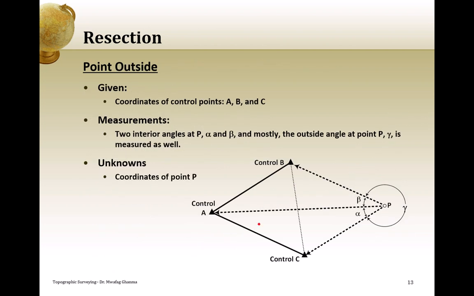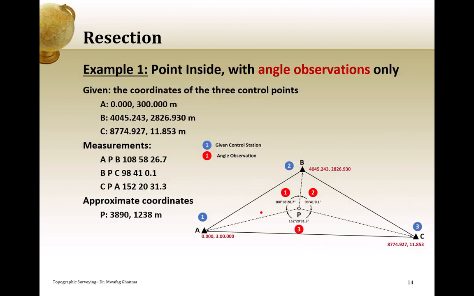Now, when the point is outside, what do we have? We have coordinates of control points A, B, and C, and the measurements from the unknown point to the other points. The angles, alpha and beta. No angles other than these from the control points to the point are measured. No distances are measured. No azimuths are measured, because all of that can be done from these three control points.